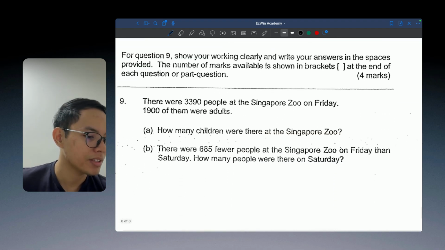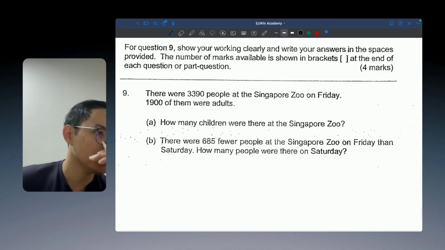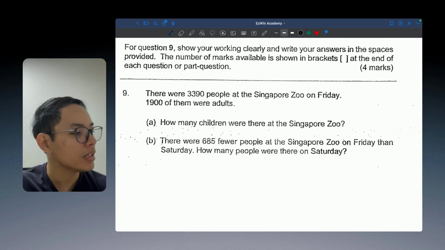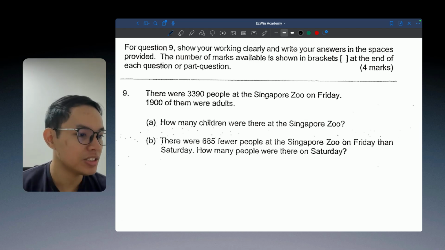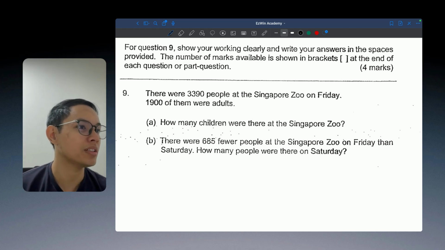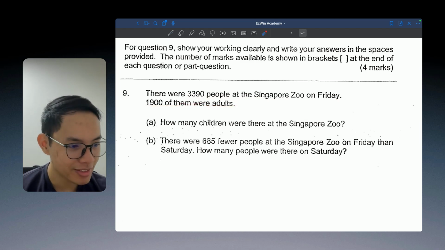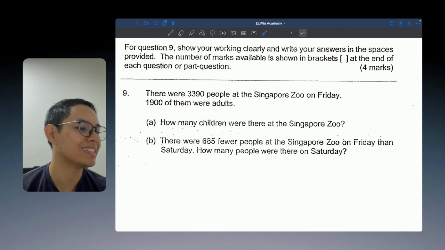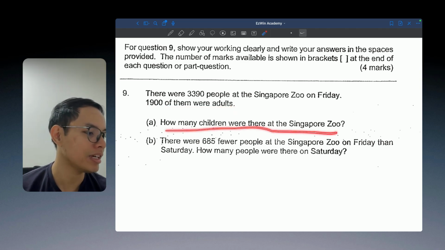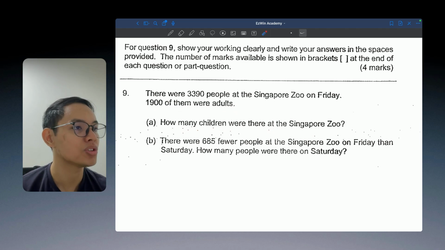All right. Okay, so now the last question, question 9. Show your working clearly and write your answers in the spaces provided. This is the last question for your weighted assessment. There were 3,390 people at the Singapore Zoo on a Friday. 1,900 of them were adults. How many children were there at the Singapore Zoo? So let's do that first. Let's do the model.